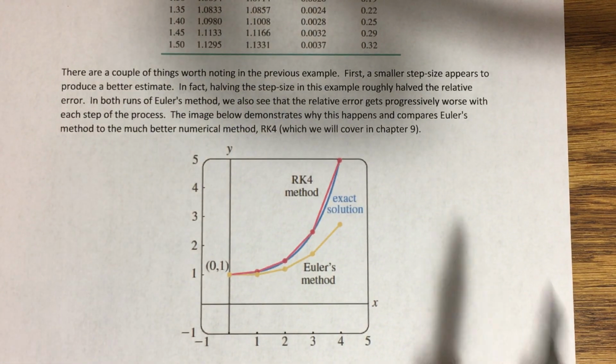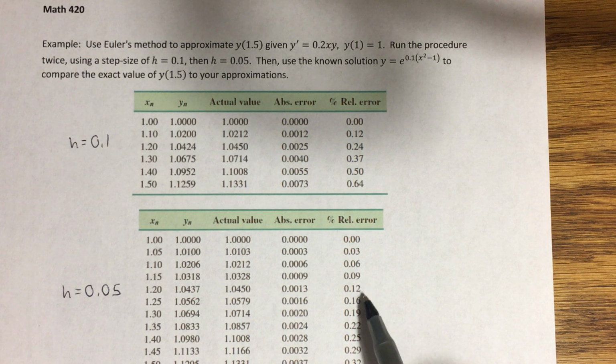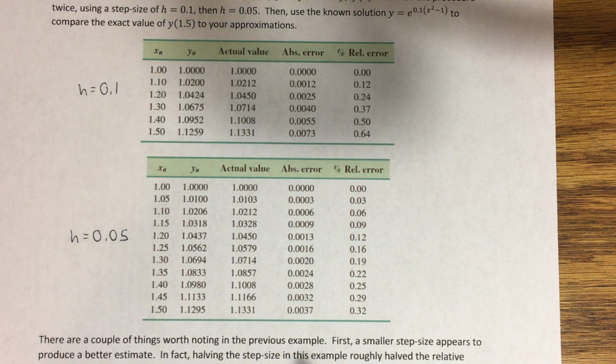Second thing I want to notice is these relative errors, as I keep going in this process, every step of the way of Euler's method, the relative error seems to be growing larger and larger. So that's kind of a big issue with Euler's method, is that for values of x that are very far from our starting point, even though we get better approximations in general than we would with just a linearization, the error still grows progressively.